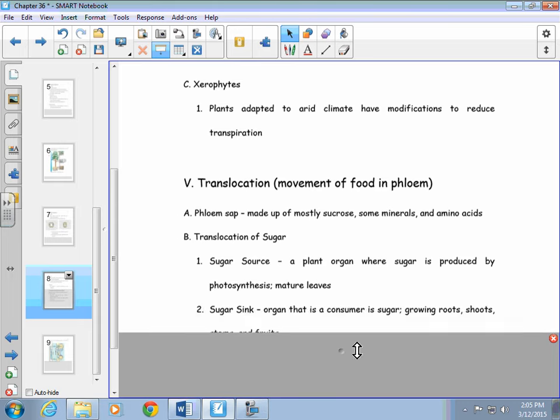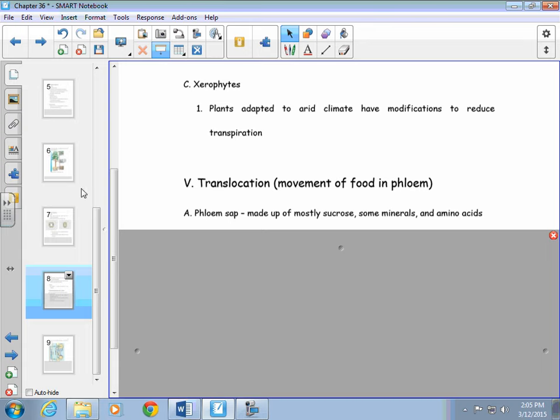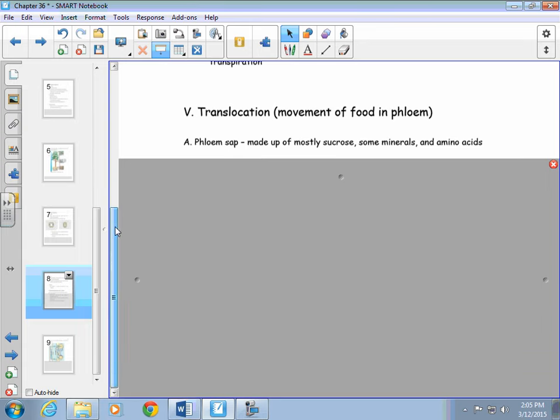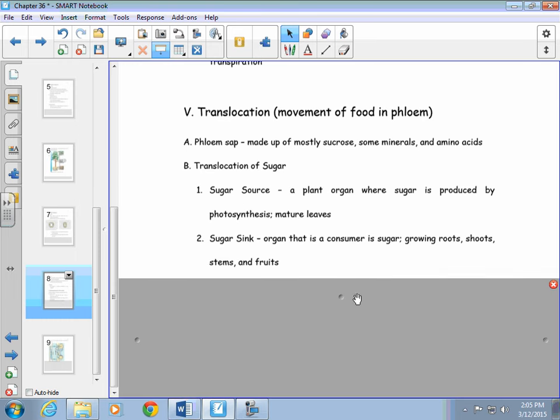And the last section I have here is on translocation, and this is the movement of food through the phloem. Everything up until this point has been about xylem and water and moving water from the roots to the shoots, and now in the last few minutes we're going to talk about food and glucose that's made in a leaf and how it's going to get to other places of the plant that need it. Phloem sap is made up of a sugar, some minerals, and maybe some amino acids. In order to move sugar around, you have to have a spot where the sugar is made, and then you have to have a spot where the sugar is going to get dumped.